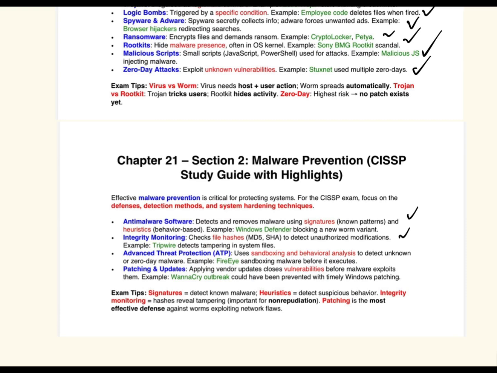Integrity monitoring checks file hashes, MD5 or SHA, to verify integrity and detect unauthorized modification of system files. For example, Tripwire software detects changes to configuration files. Exam tip: it supports non-repudiation and proves files were not altered. So that is integrity.